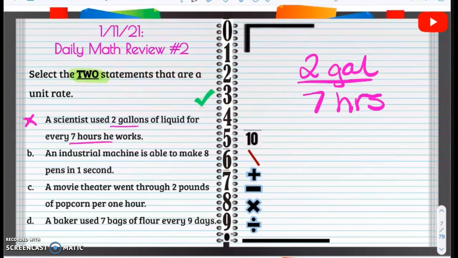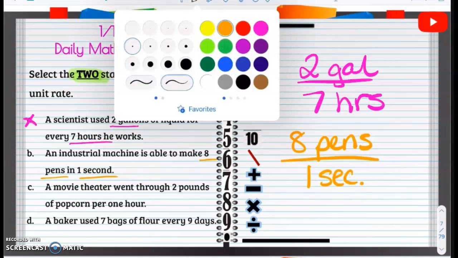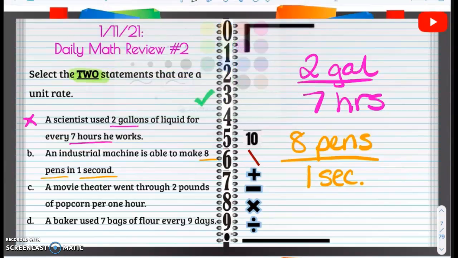An industrial machine is able to make 8 pens in 1 second. 8 pens, 1 second. Oh my goodness, is that a denominator of 1? Yes, it is. So that's going to be one of our answers. So I'm going to check that. Now we need 2. All right, let's see.